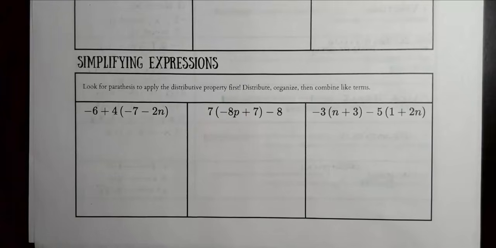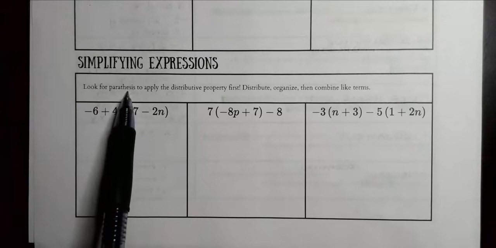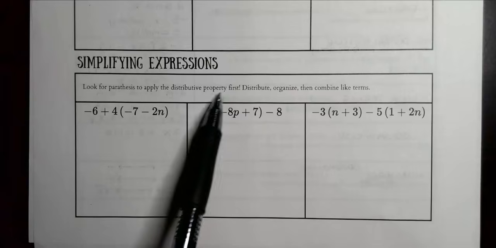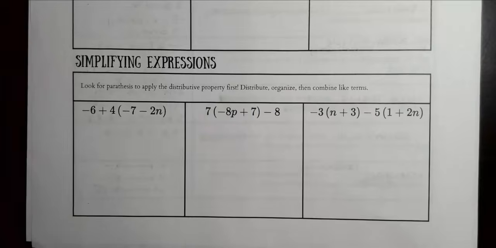So even though we learned about combining like terms first, we're not going to start with that. So right here, it says look for parentheses to apply the distributive property first. So if you see a set of parentheses, you want to work on the parentheses first. You want to do the multiplication, and then you want to organize and then combine like terms.